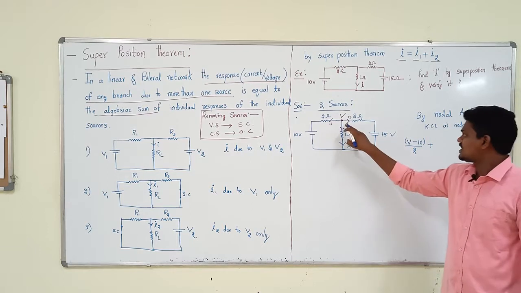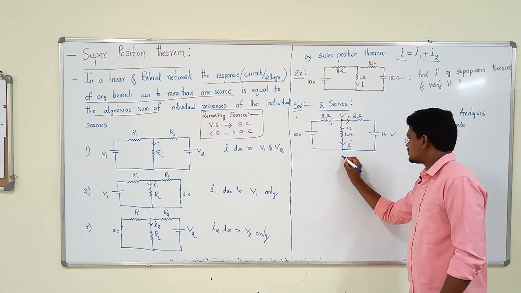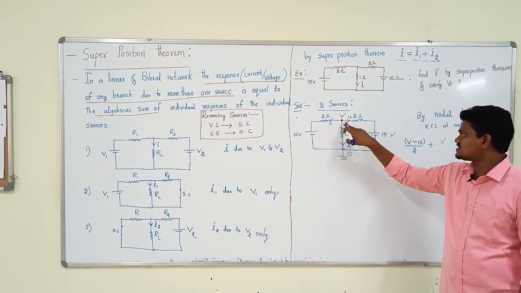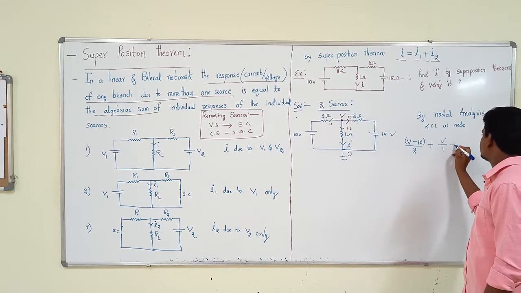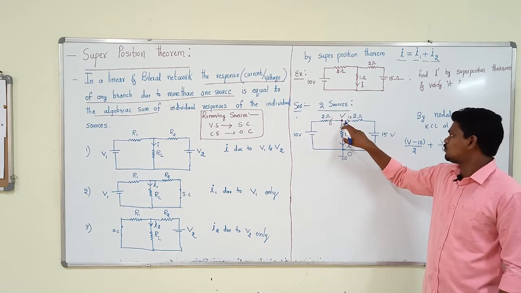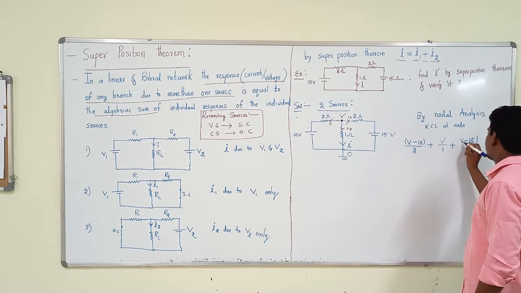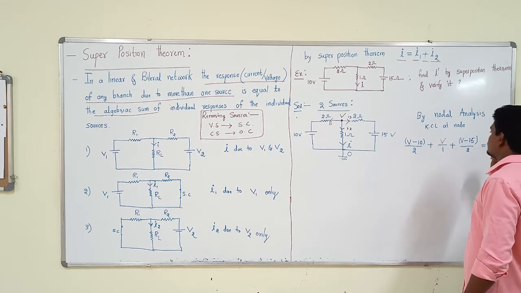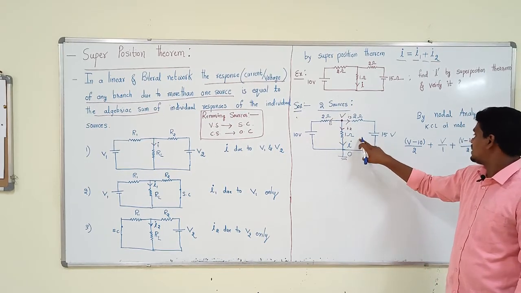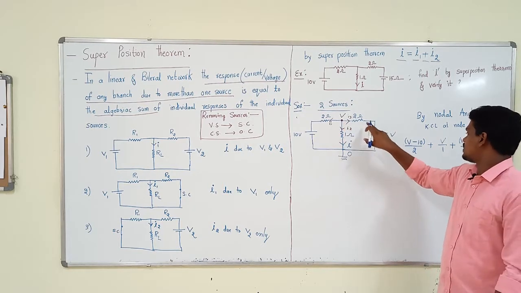It is I1. What is I2? Here this is the ground, that's why this is 0. That means current I2 is V by 1. Next, what about the current through the other 2 ohms resistor? The voltage difference is (V minus 15) by 2. So (V minus 10) by 2 plus V by 1 plus (V minus 15) by 2 is equal to 0.